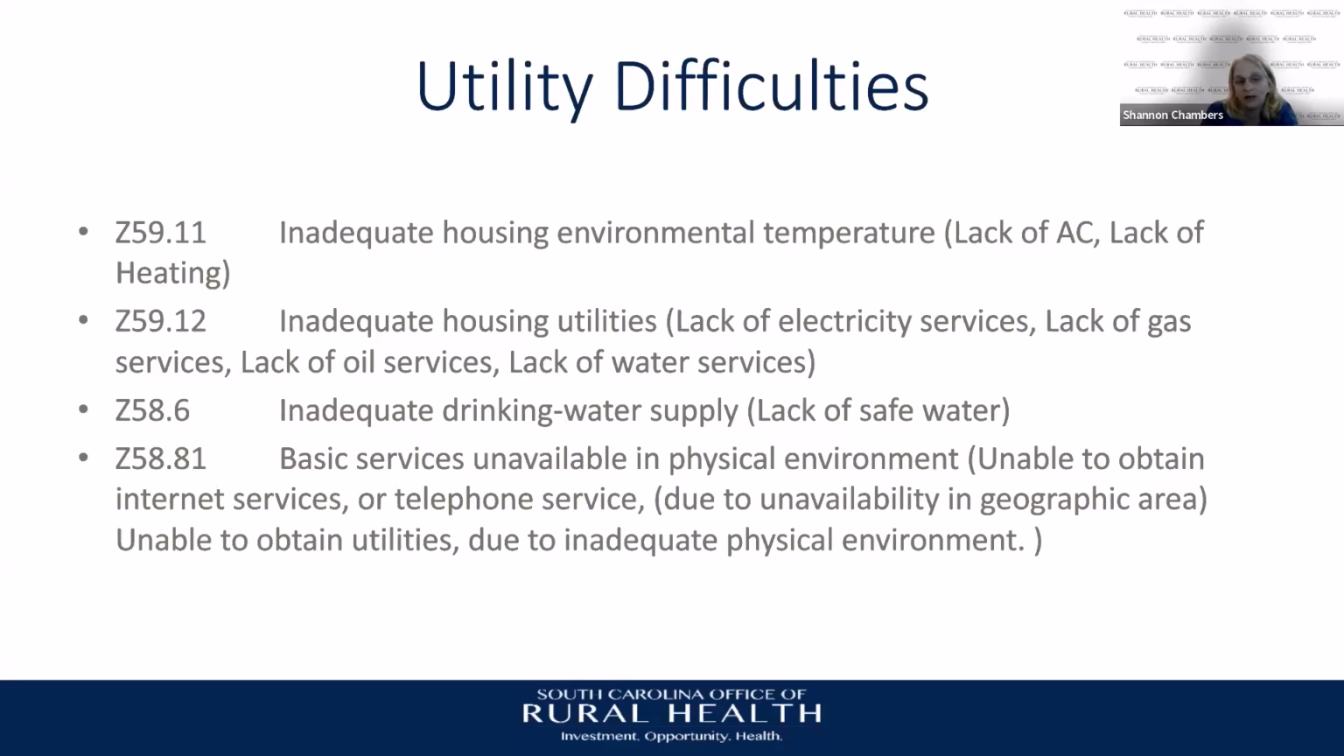The other one that's very interesting is the lack of safe water. The EPA has been doing a lot of studies lately about the lack of safe water for folks, and especially if they have well water and what can be in the well water. And then our basic services are unavailable. They can't get internet, or maybe they're in an area that doesn't have broadband yet, for example. They're unable to obtain utilities due to inadequate physical environment. So maybe they're in a structure that they can't get internet or electricity to.